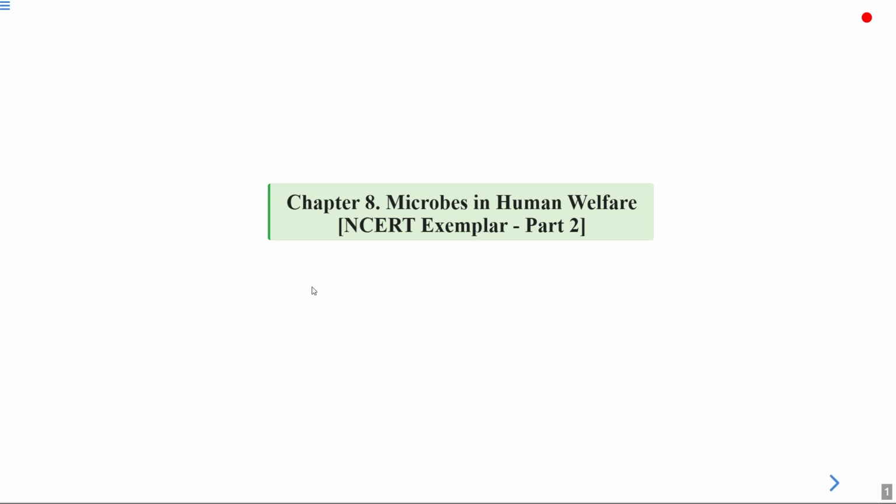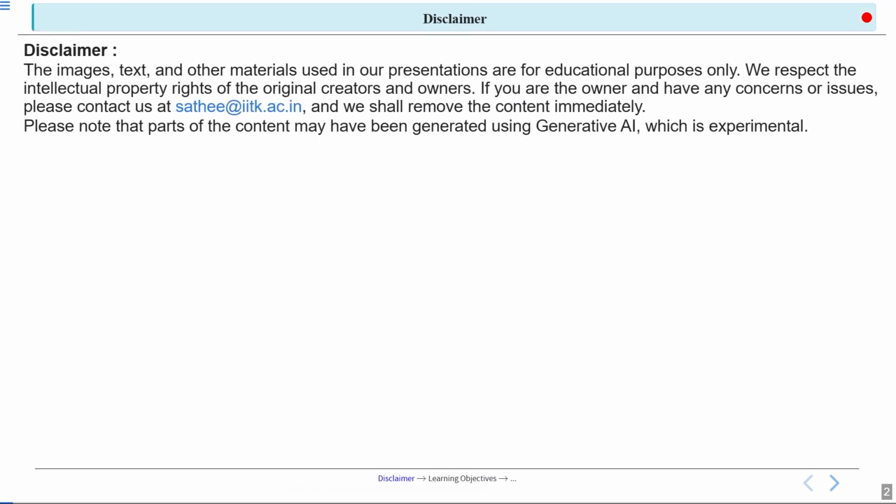And today we'll be discussing the NCERT exemplar questions for the chapter Microbes in Human Welfare. Okay, so some of the questions we have discussed in the previous session, and today we'll be discussing the rest of the questions. This is the disclaimer.